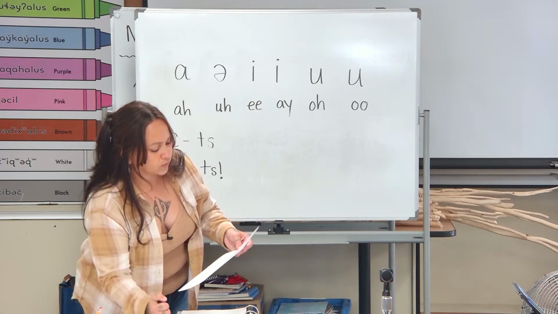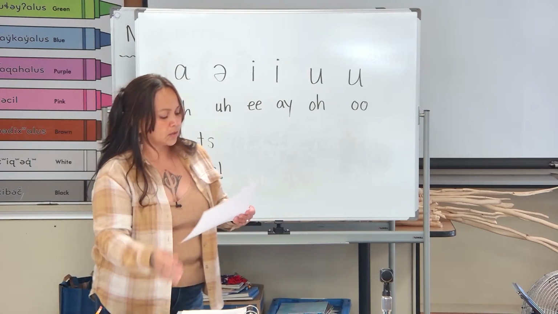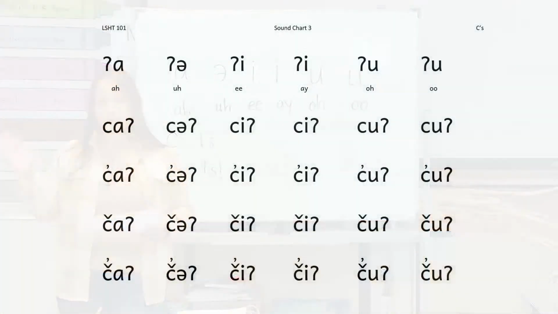All right, so that second line with a glottalized C, acting like there's no glottal stop there. Ready? A, E, I, O, U. Now let's add that glottal stop. A, E, I, O, U.